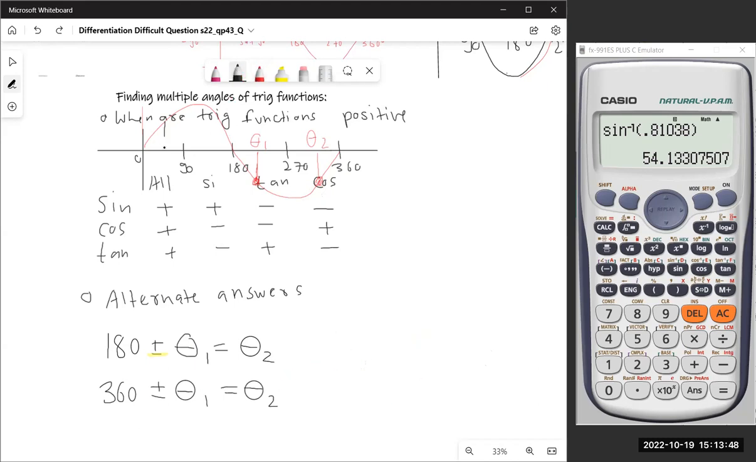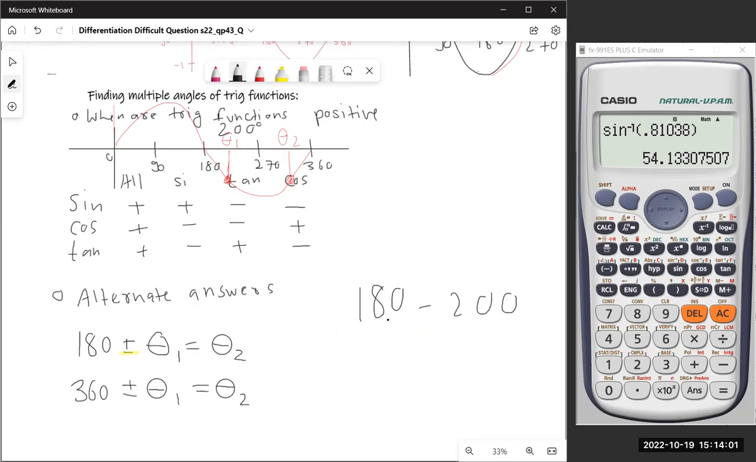Now in the exam, if you had gotten an answer, perhaps let's say 200 degrees, and they asked you for the second answer, and if you did 180 minus 200, that would have been wrong, obviously. So your friend told you to just do 180 plus, but that's not correct. The correct thing is to find the next option. All you have to see is, if my sign is negative, where else is sign negative? It's between 270 and 360. To reach there, I just have to do 360 minus theta 1. Does that make sense?